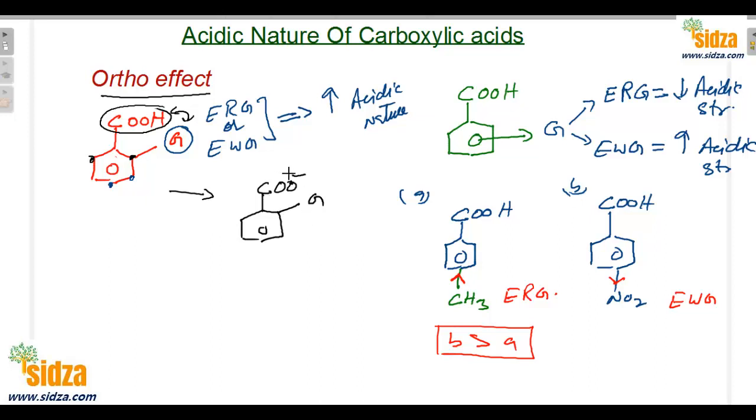That's why it will increase the acidic nature. So whether you have an electron donating group or an electron withdrawing group, in all the cases it's going to increase the acidic nature. That's what you call the ortho effect. Let's take a couple more examples to understand it completely.